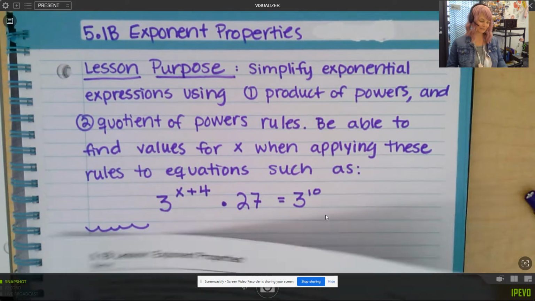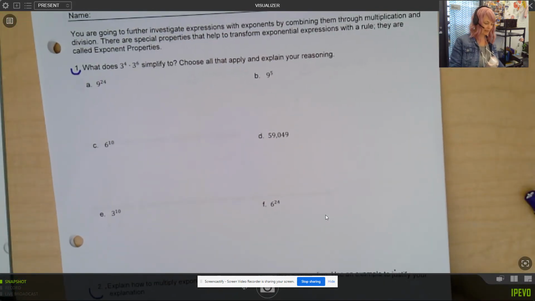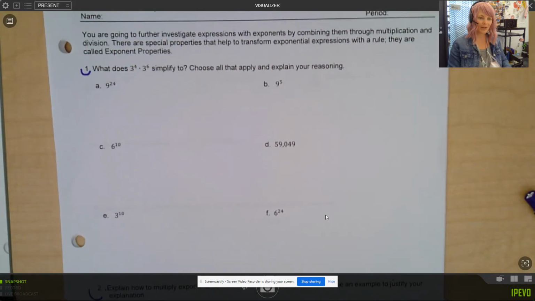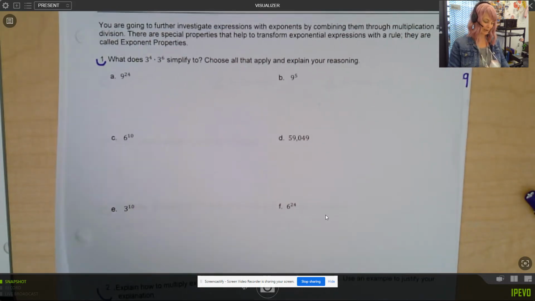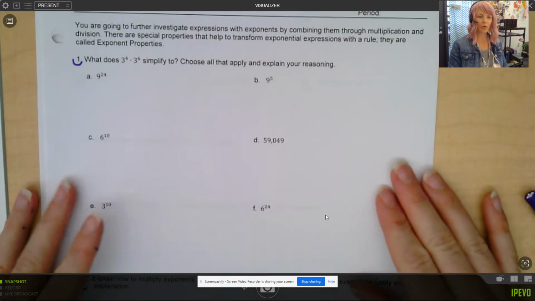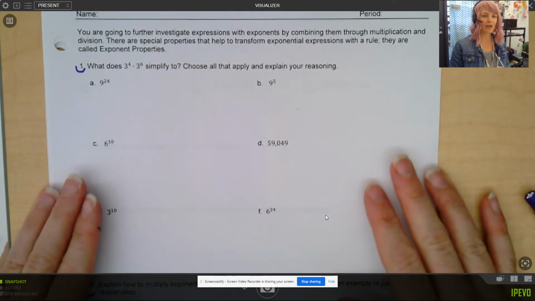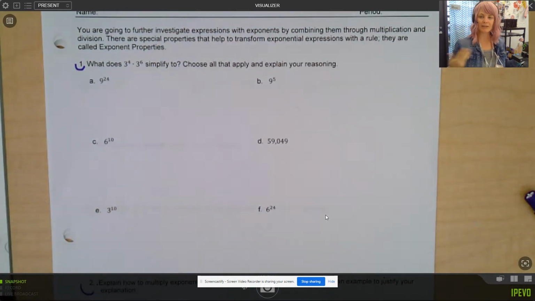So let's get started. Okay, so 5.1b lesson. We are going to further investigate expressions with exponents by combining them through multiplication and division. There are special properties to help you transform exponential expressions with a rule, and they're called exponent properties. We're going to look at patterns when we expand exponents and see if we can see a slick trick to make simplifying much more efficient.